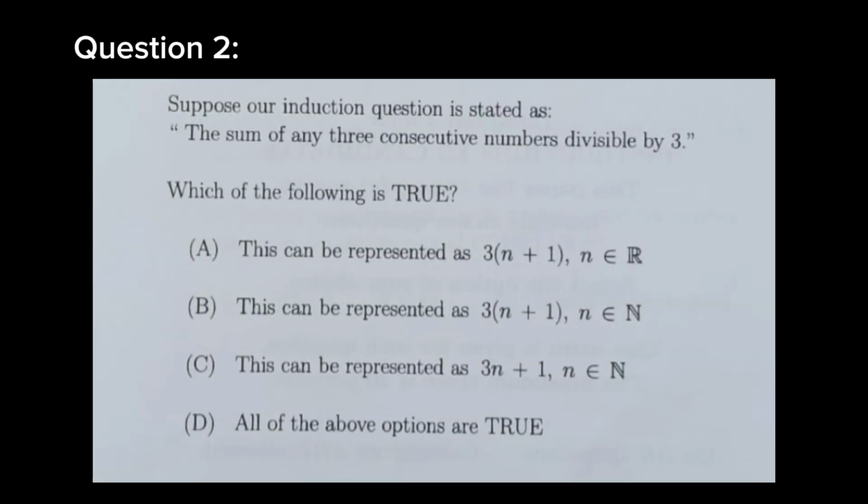Question 2. Suppose our induction question is stated as the sum of any 3 consecutive numbers is divisible by 3. Which of the following is true? A. This can be represented as 3 times in brackets n plus 1, where n is a member of real numbers. B. This can be represented as 3 times in bracket n plus 1, where n is a member of natural numbers. C. This can be represented as 3n plus 1, where n is a member of natural numbers. Or D. All of the above options are true.